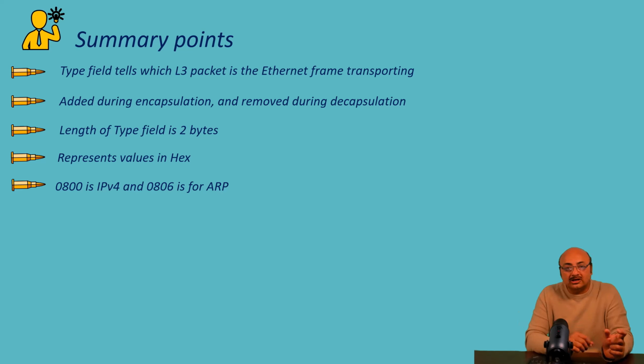The size or the length of the type field is 2 bytes. With 2 bytes, we get 4 hexadecimal characters. The important values to remember or memorize are for the IP protocol and the ARP protocol. For IP, it is hexadecimal 0800. For ARP, it is hexadecimal 0806.